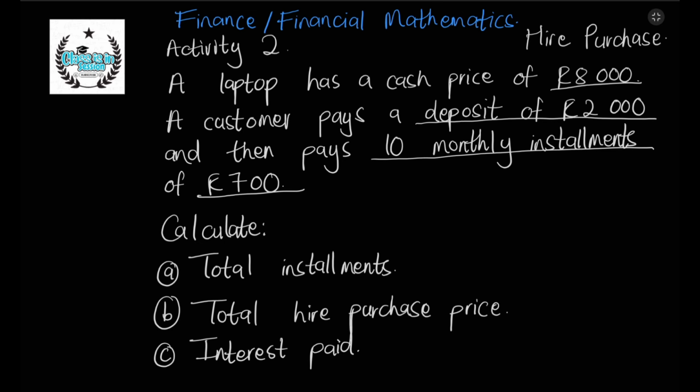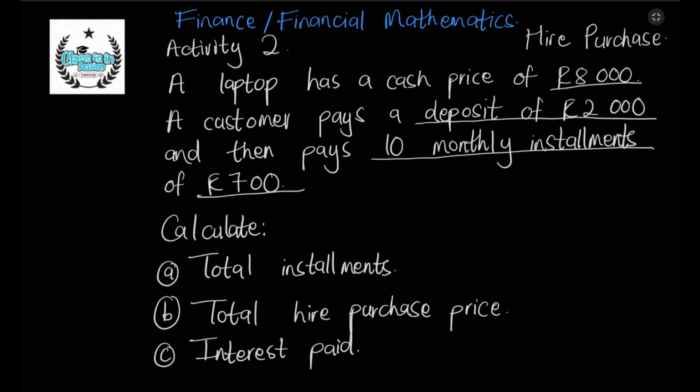Calculate the total installments. What is the total installments again? This is the total amount paid through the monthly installments. You have to take the monthly installment multiplied with the number of installments. B, we have the total hire purchase price. This is the total amount that you pay for the item through the hire purchase. We have to take our deposit and add our total installments. Now we have interest, which is the extra amount paid because you're buying the item over time. So interest is total hire purchase price minus your cash price.